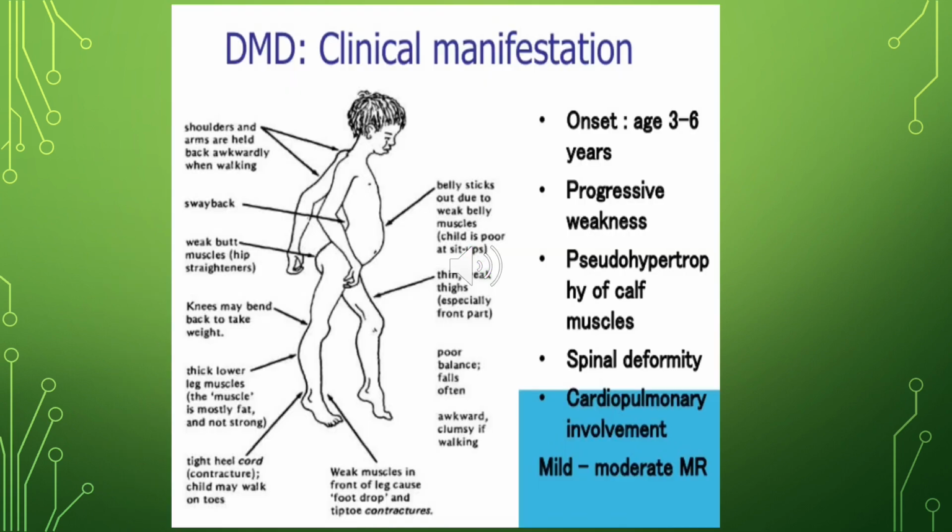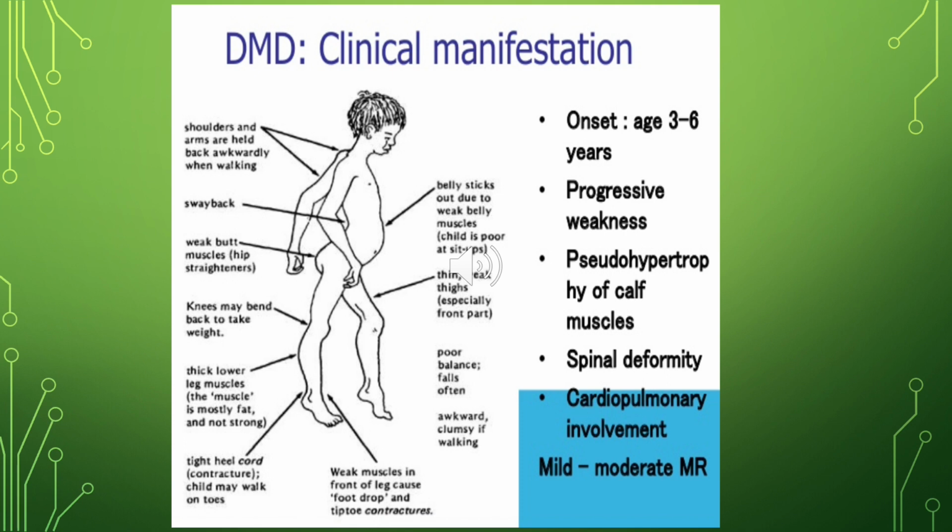Here's a picture of DMD in the clinical manifestations. As you can see, the shoulders and arms are held back awkwardly when walking. You may see a sway back, weak butt muscles, hip extenders. Knees may bend back to take weight. You can see thick lower leg muscles. The muscle is mostly fat and not strong.